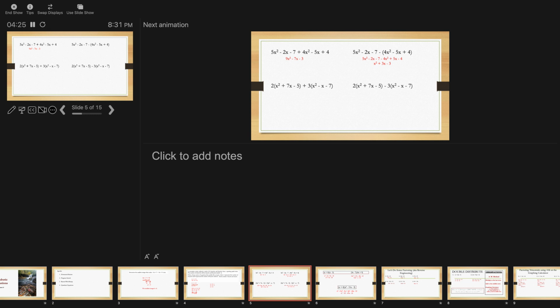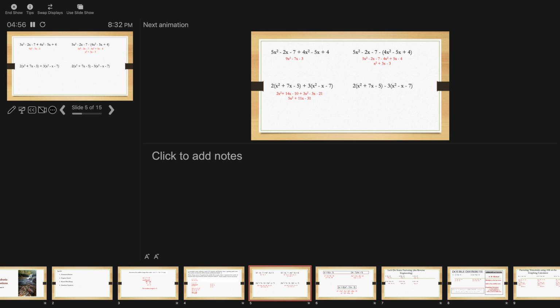For the next one, you'll notice it's the same numbers, but this time I slip a little negative or subtract, however you prefer to look at it, to the whole 4x squared minus 5x plus 4. It's in a grouping symbol in a set of parentheses, which means we need to negate everything. So my very first move is, yep, sure, the 5x squared minus 2x minus 7 stays the same. But the 4x squared gets negative, the negative 5x becomes positive, and the 4 becomes negative. We switch all of those signs.